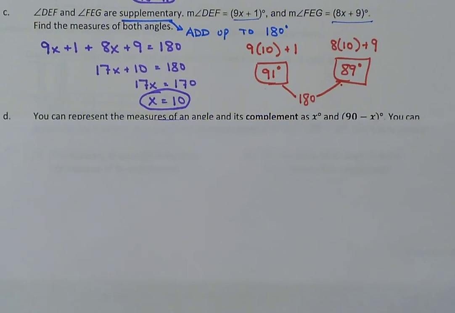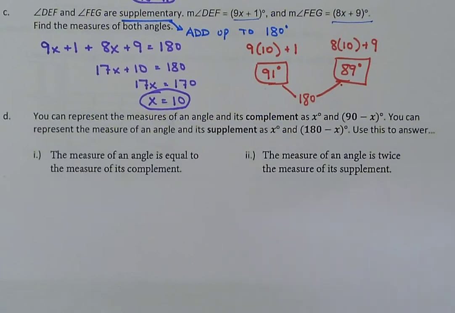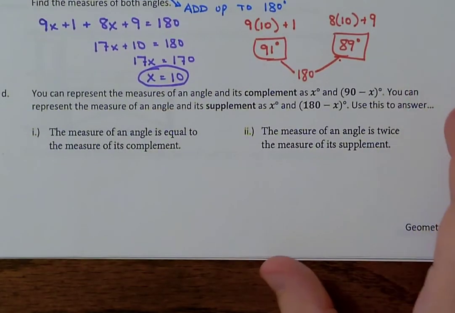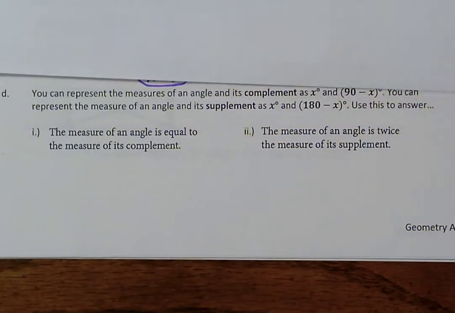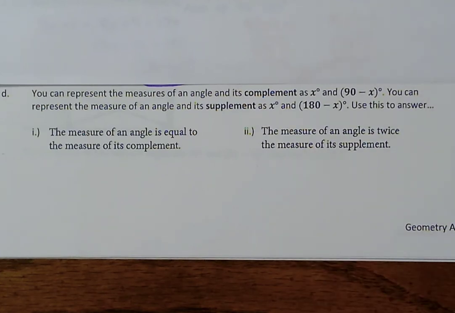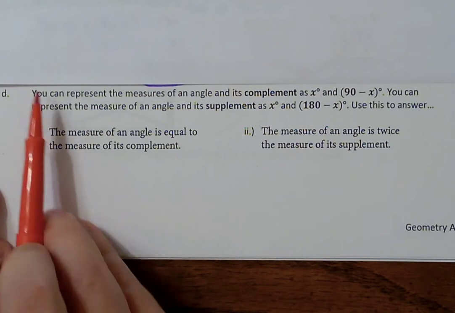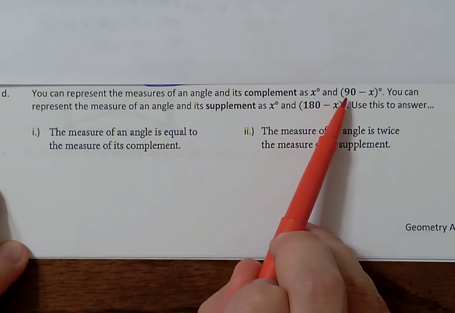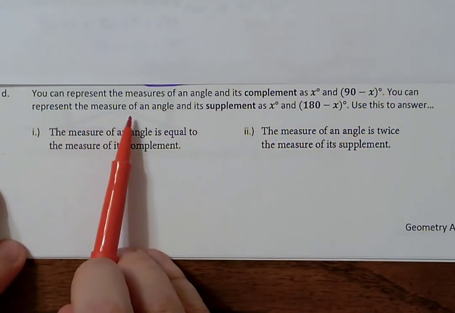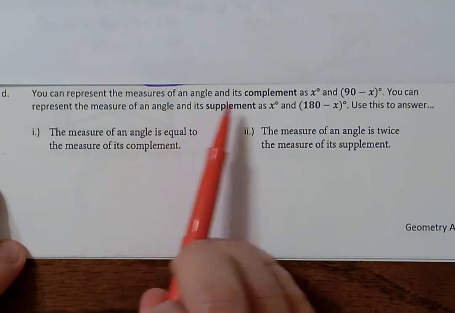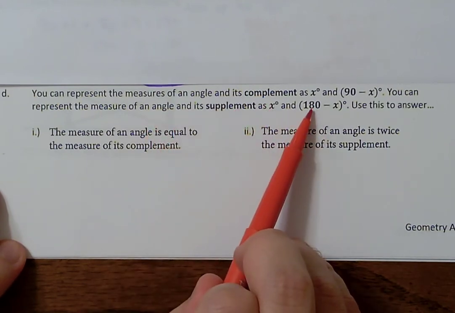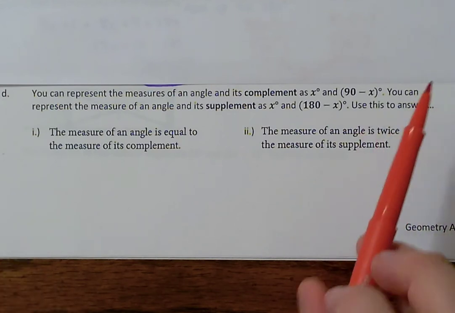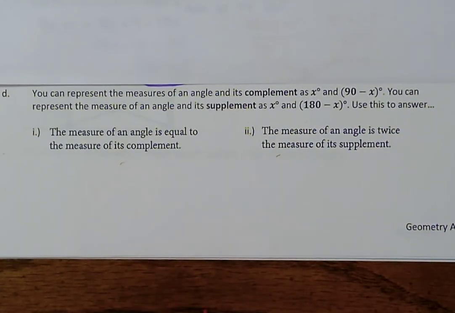All right, we have one last bit that I want to talk about, and it's helpful to talk about this in case it were to pop up on a quiz or if you see it in the homework. I really suggest that if you get to these problems that you use my completed notes or this part of the video to reference to kind of guide you through it. You can represent the measures of an angle and its complement as x and 90 minus x. You can represent the measure of an angle and its supplement as x and 180 minus x. So we're going to use this to answer these parts right here.